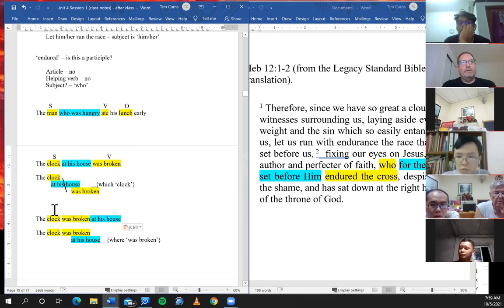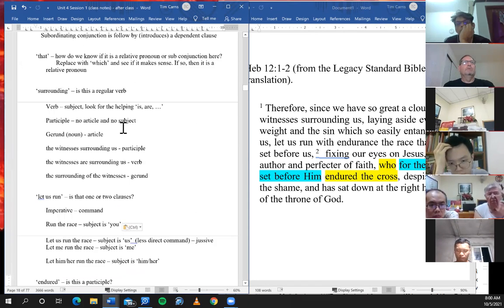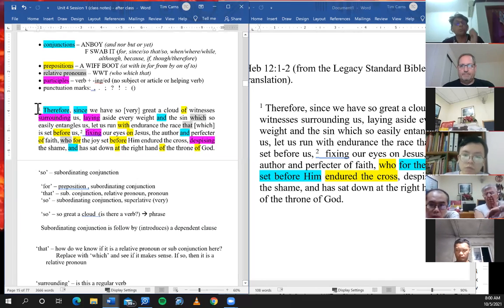So you'll see that again as well. Sometimes the phrase will be inserted between the subject and the verb. Sometimes the phrase will be inserted between the verb and the object. All right, we'll see examples of that as well. Okay, any other questions?